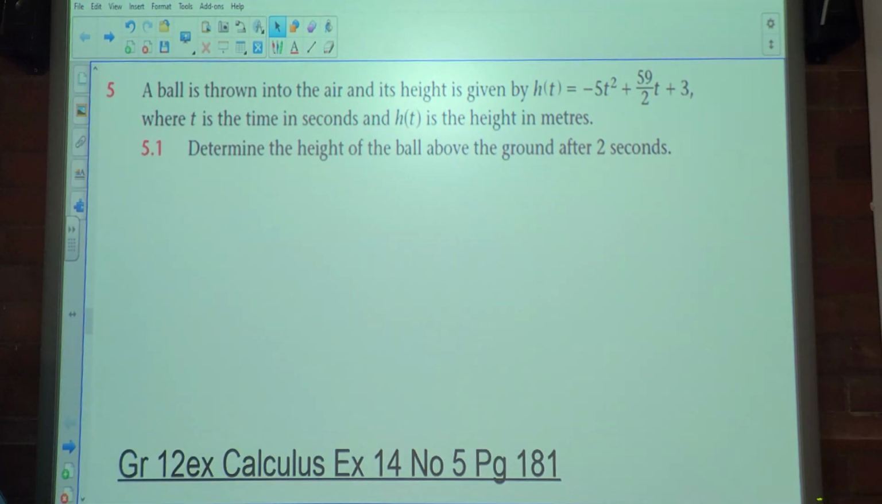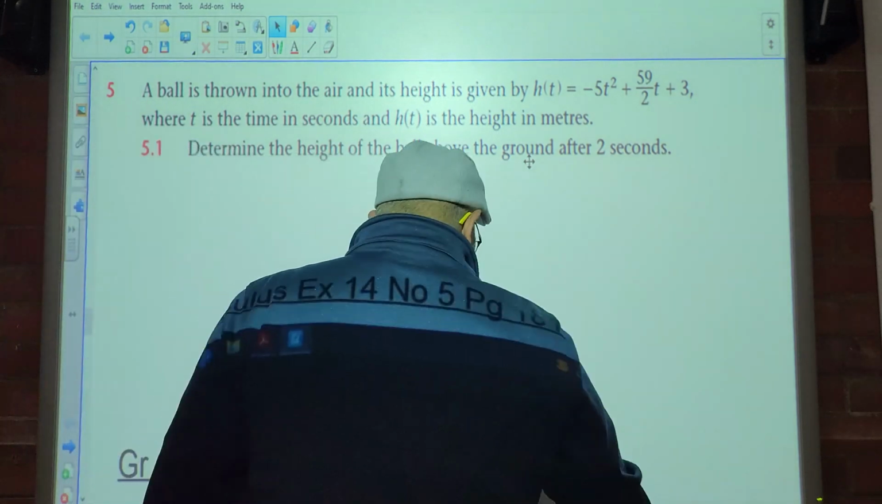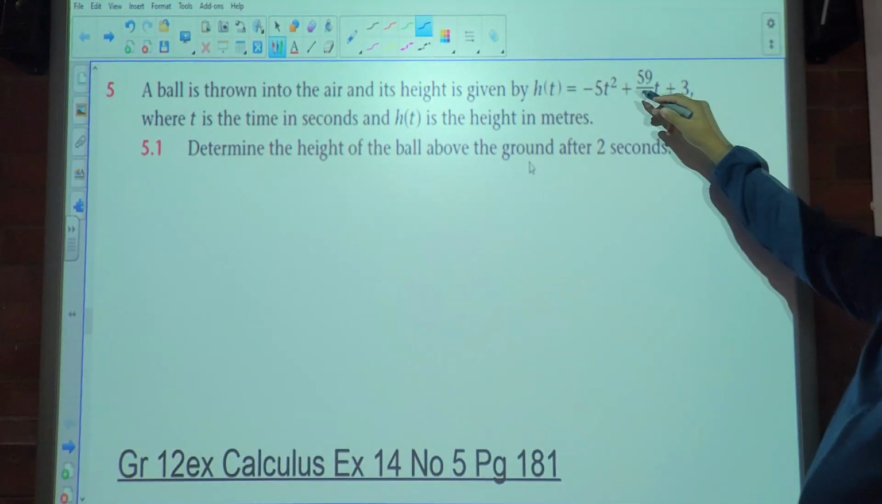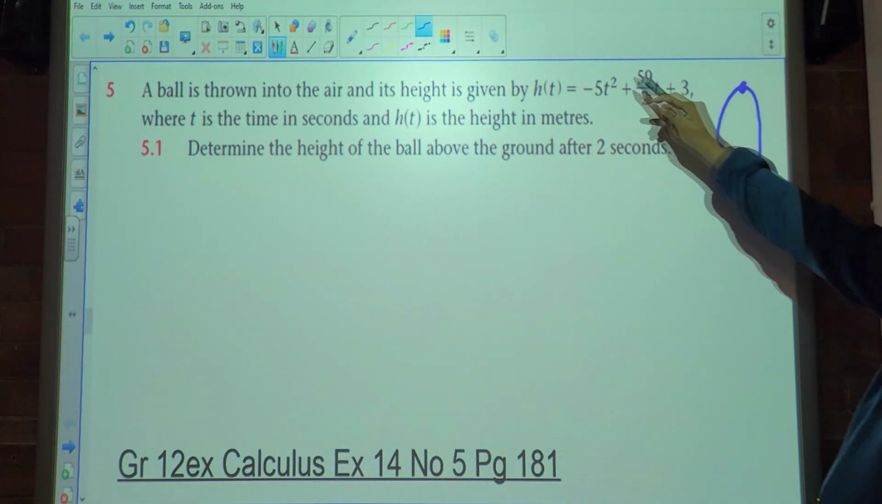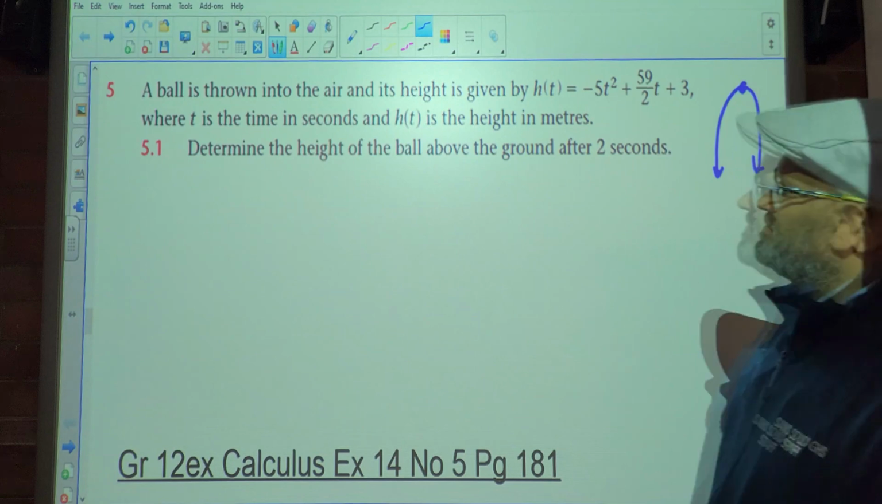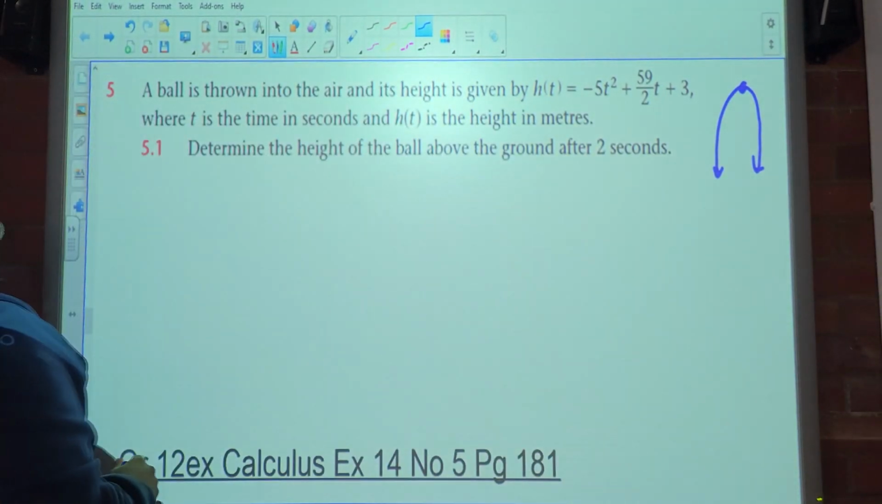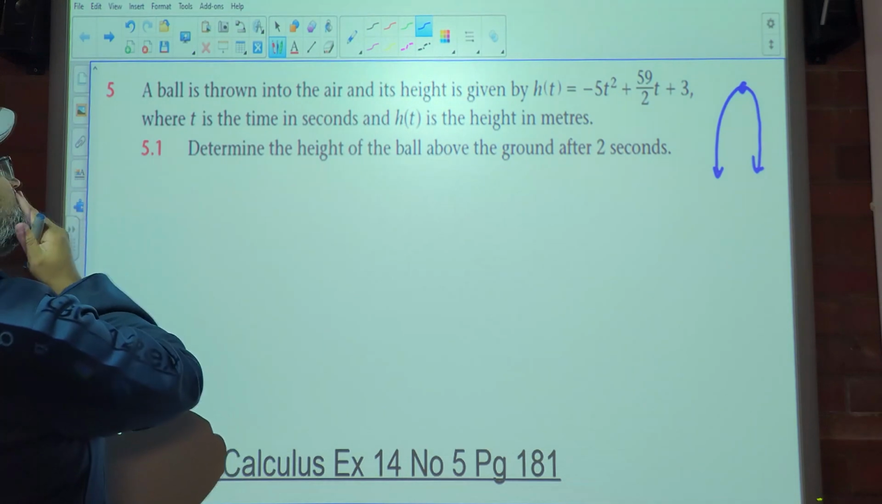So in number 5, you are told that a ball is thrown into the air and its height is given by h of t equals negative 5t squared plus 59 over 2 t plus 3, where t is the time in seconds and h is the height in meters. Determine the height of the ball above the ground after 2 seconds. As you can see, this models a parabola, and it's a maximum parabola. How do we know that? Because the coefficient is negative. So just bear that in mind.